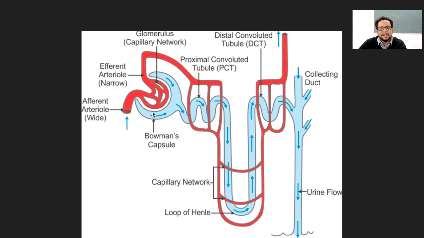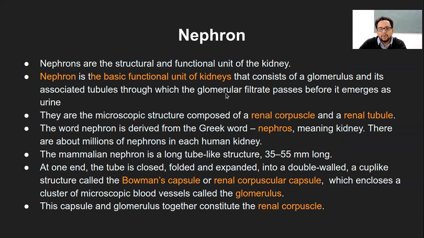It will be captured by this Bowman's capsule, and then it will flow down through the arrow direction. So that is what exactly happens in that first filtration system, that is through the glomerulus, and whatever filtrate is coming out of the glomerulus is called glomerular filtrate, right? That is the first step in the urine production, that we'll see in the mechanism for sure, but it was required to understand what exactly happens in the glomerulus.